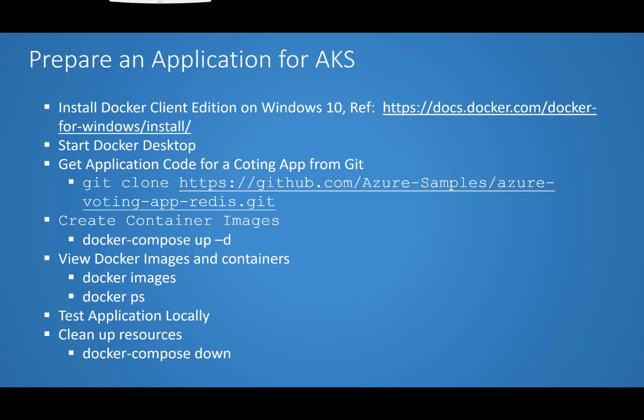The first phase is to create a local voting application on our local Windows 10 desktop. The steps we will execute are installing Docker Desktop on the Windows 10 machine. Once that is there, we'll start Docker Desktop. We'll download the application code from GitHub, and then we'll create the container images. We'll view the images, we'll test the application locally, and then we are ready for the next step, to push this application into the Azure Container Registry. Makes sense? Right, let's get into it.